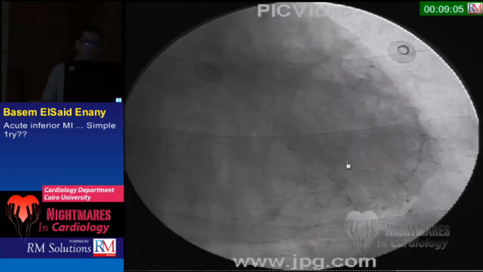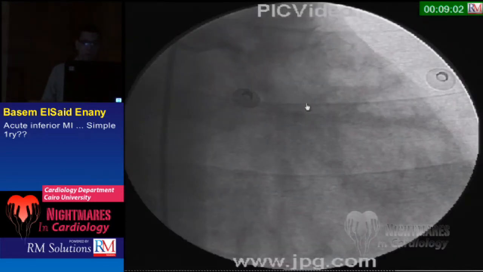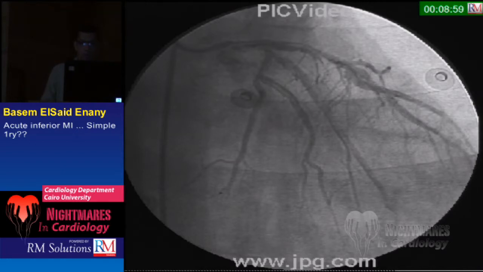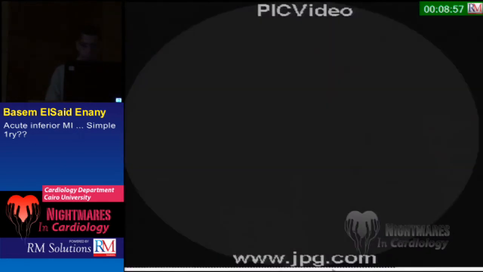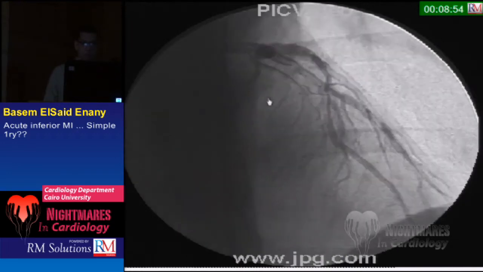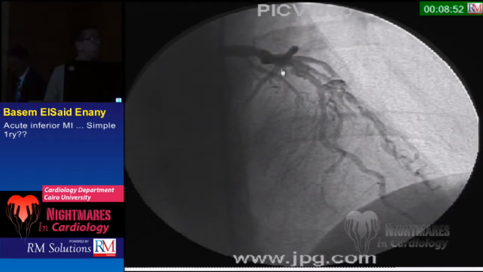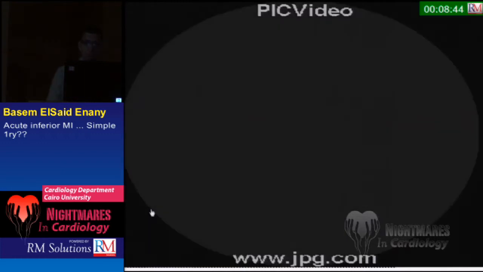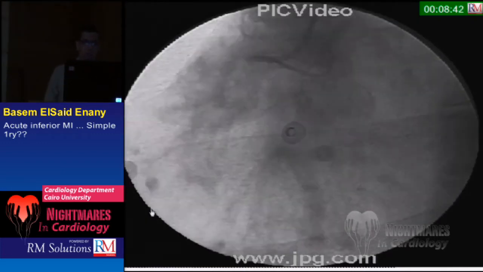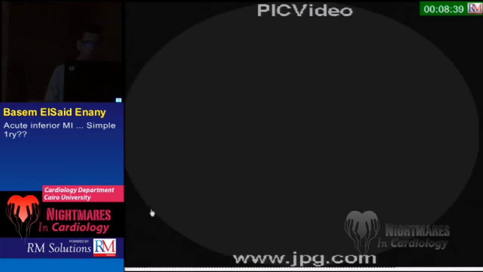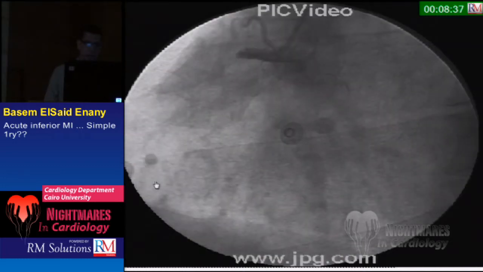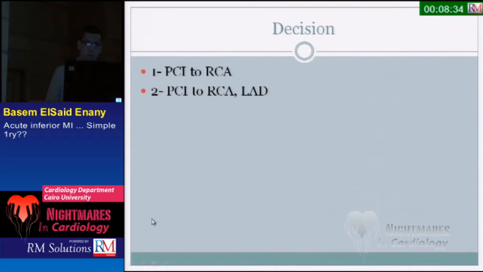Actually, the left system circumflex was okay, and in the LAD there was a lesion that will appear better in the next view. Here is this lesion in the proximal LAD. However, the remaining left system was okay. And the right coronary was totally occluded from near its origin. So here, the decision is to do PCI to the RCA, or PCI to the RCA and LAD.